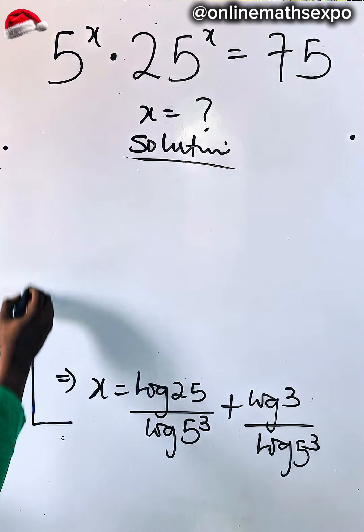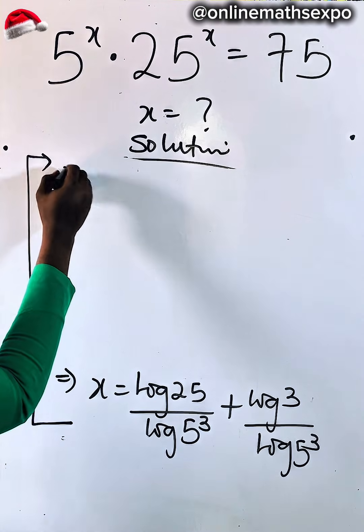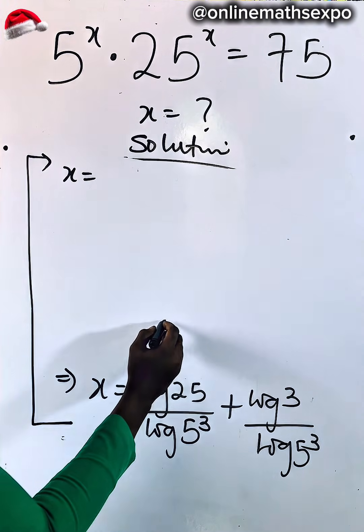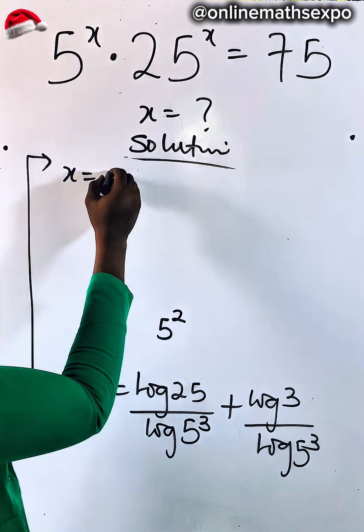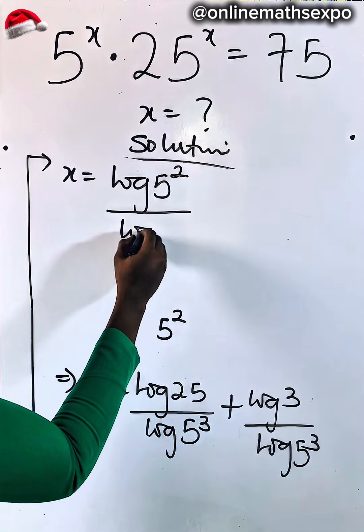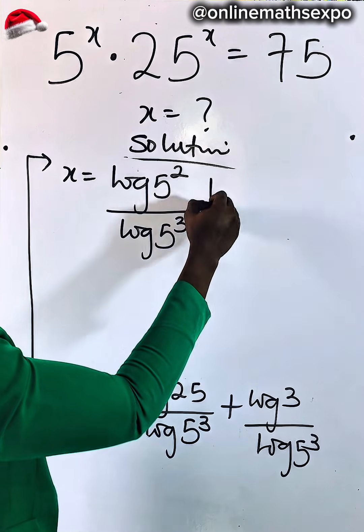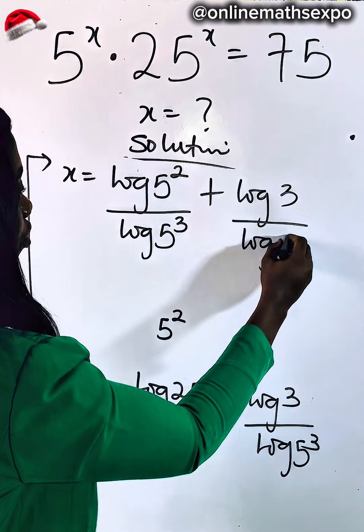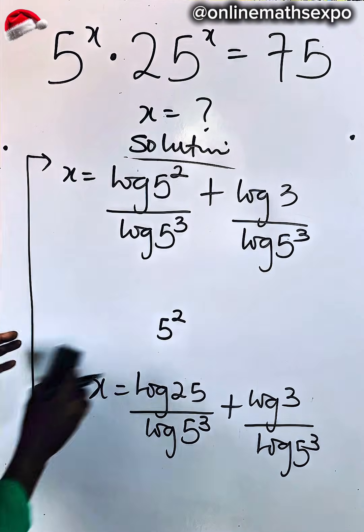From here, we now have x is equal to 25. We can rewrite it as 5 squared. So we have log of 5 squared divided by log of 5 cubed plus log of 3 divided by log of 5 cubed. Now, what do you do next?